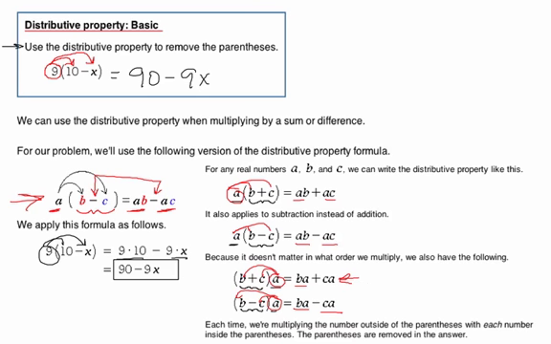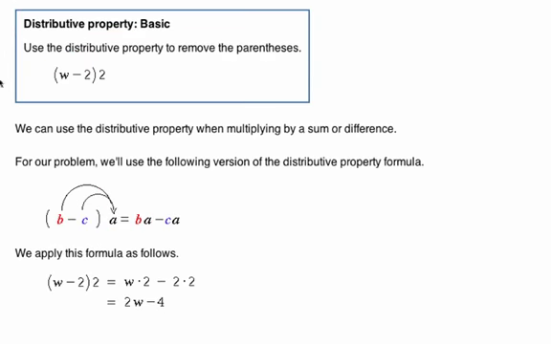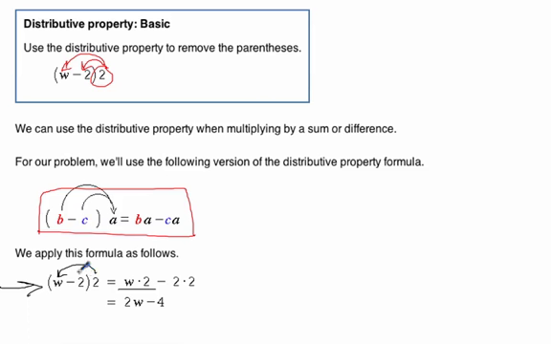Let's look at another example. So this one's written the other way with the number behind. No big deal. We know that that 2 gets distributed, multiplied, right? Just like this pattern right here. When we do that multiplication right here, we see that we get the W times the 2, then minus, and then here 2 times 2, which is 4. So our final answer is just going to be 2W minus 4.